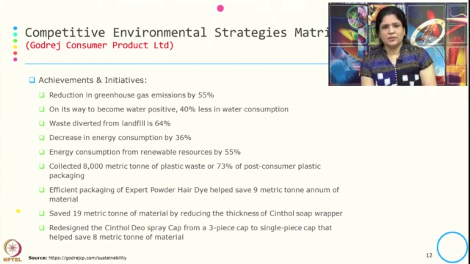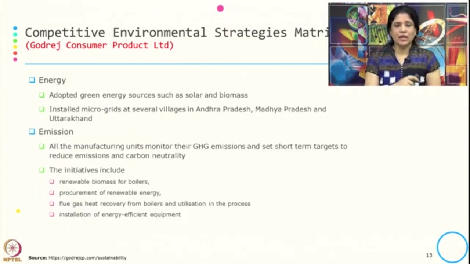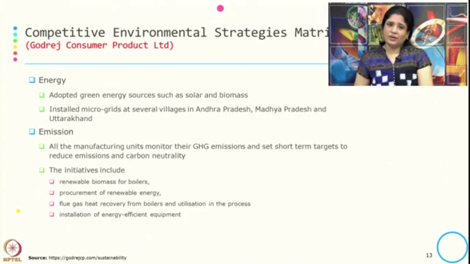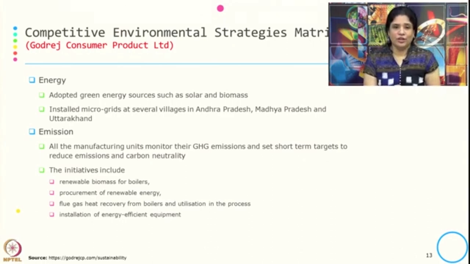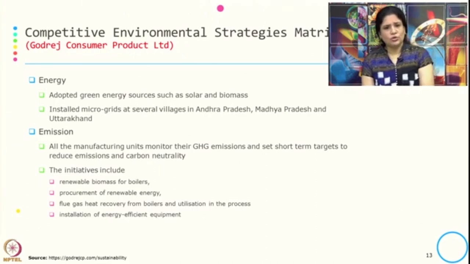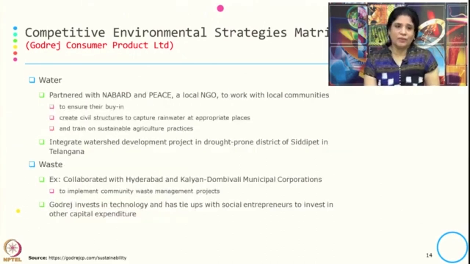So, their achievements and initiatives start from the impact at the raw material stage and also the end disposal of the product. They have adopted green energy sources like solar and biomass, and they have installed microgrids in several villages in Andhra Pradesh, Madhya Pradesh and Uttarakhand. And to reduce emissions and achieve carbon neutrality, they have taken up initiatives for renewable biomass for boilers, procurement of renewable energy, and also installation of energy efficient equipment.